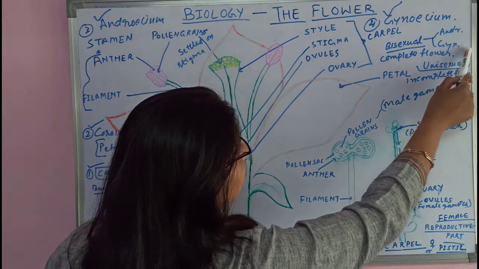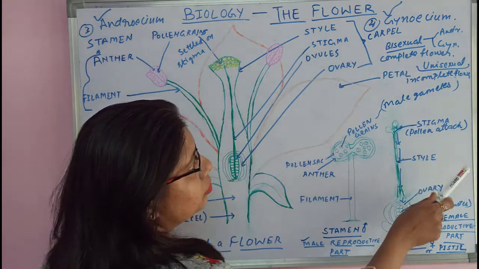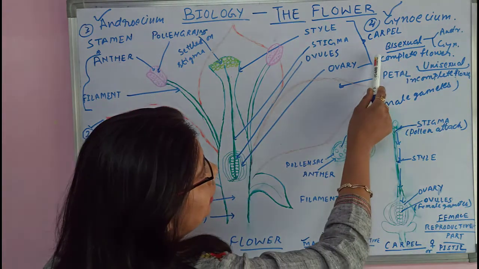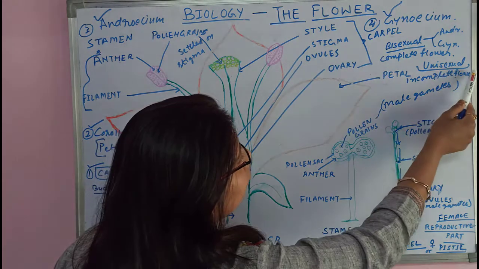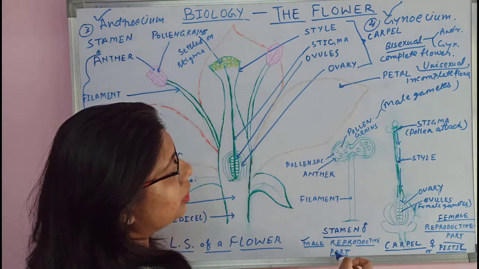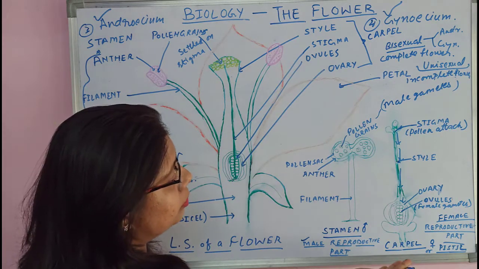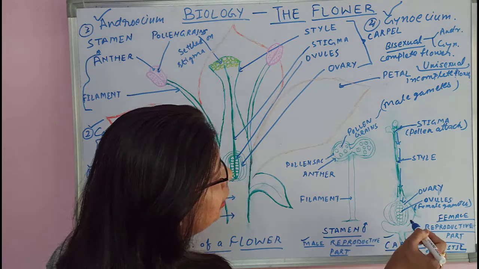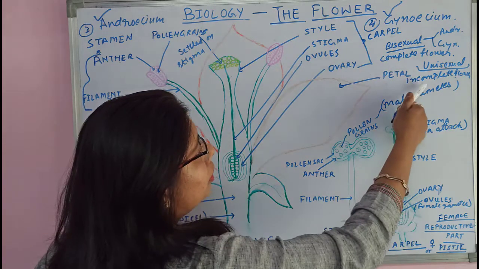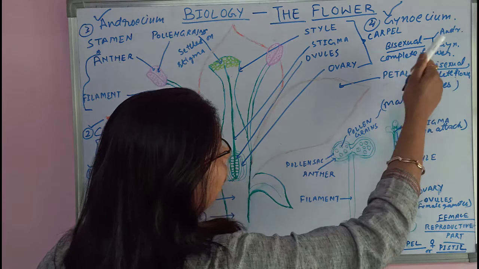Means both the reproductive parts, male and female, you will find in a bisexual flower. That's why it is called a complete flower. But in a unisexual flower, either the male reproductive part is present or the female reproductive part. Means either there is stamen or there is carpel. So unisexual flowers are called incomplete flowers.